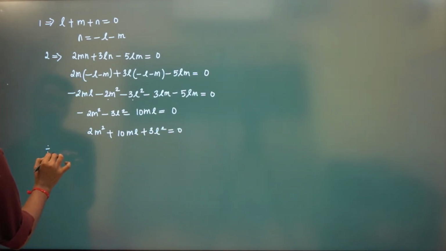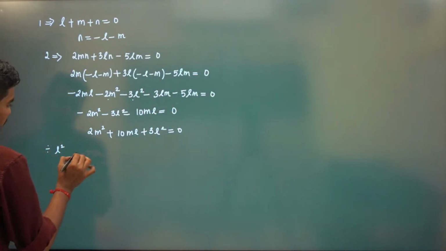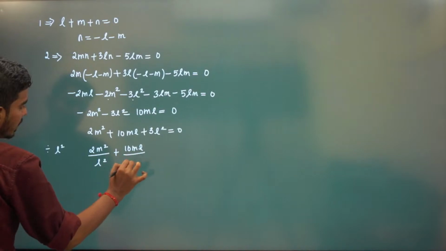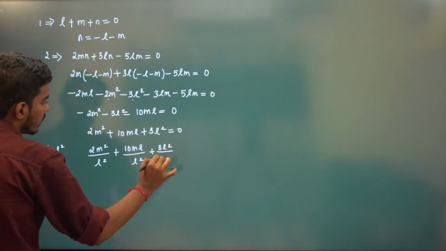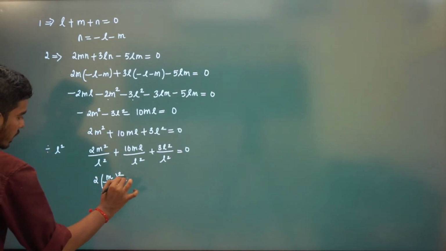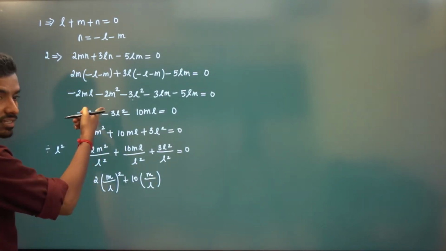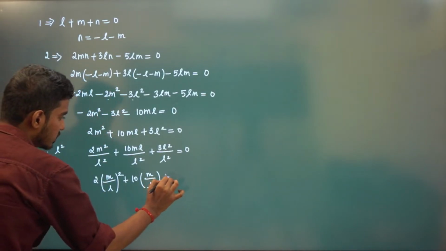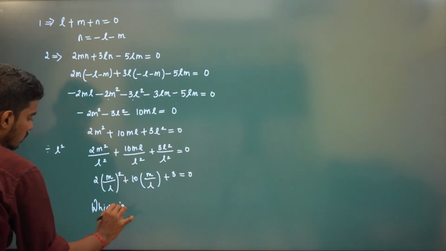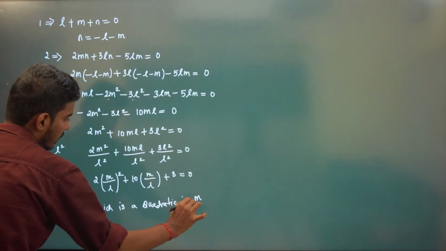Let us divide by L square. You can also divide by m square, no problem. I am dividing by L square. So we will have 2m square by L square, plus 10 ml by L square, plus 3 L square by L square is equal to 0. So we have 2 times m by L whole square, plus 10 times m by L. See, again, this cannot be factorized. That is why we are doing it like this. Plus 3 is equal to 0, which is a quadratic in m by L.